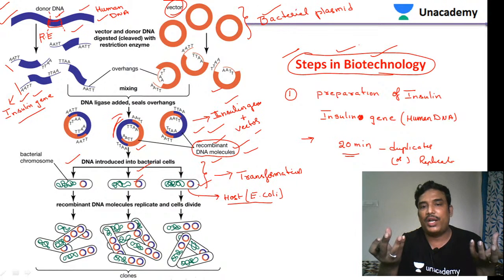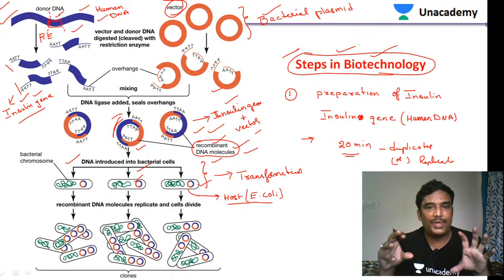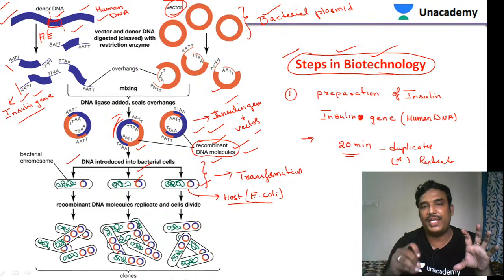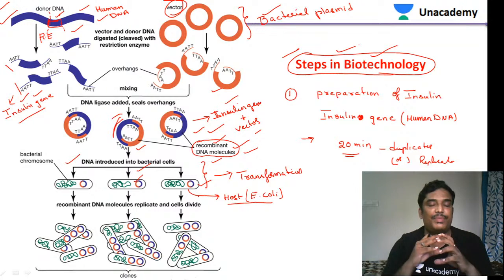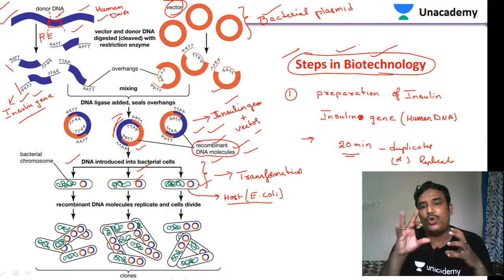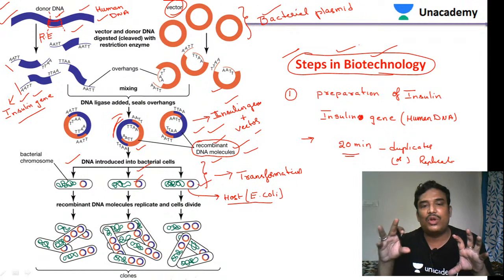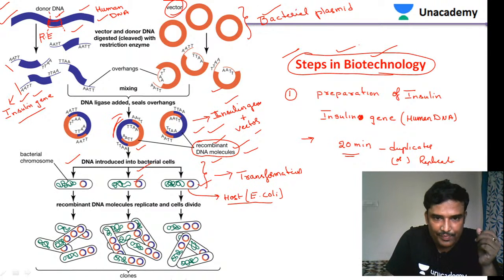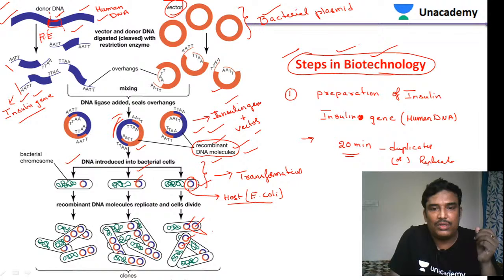Inside E. coli, this recombinant DNA molecule, which can also be called a recombinant plasmid, starts replicating and produces multiple copies. Such a process is called cloning. You can see here, initially we have only one recombinant DNA molecule. After replication, it produces two recombinant DNA molecules, and so on. This process is called cloning, producing multiple copies.